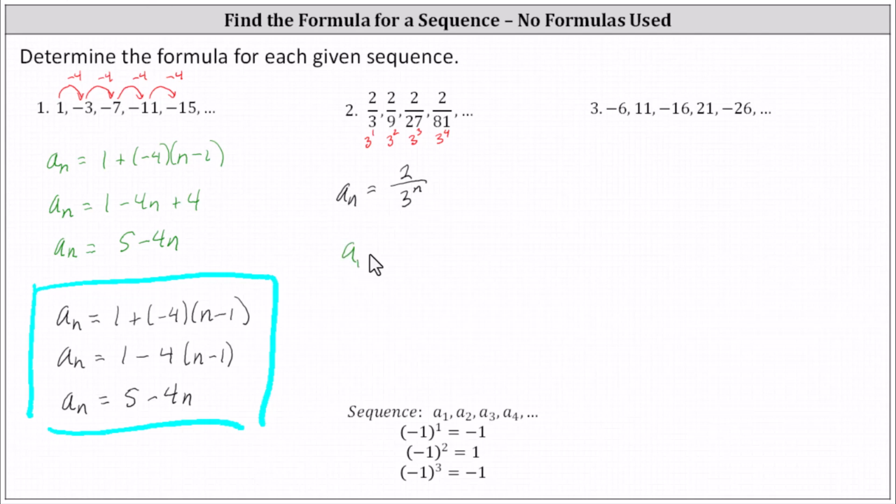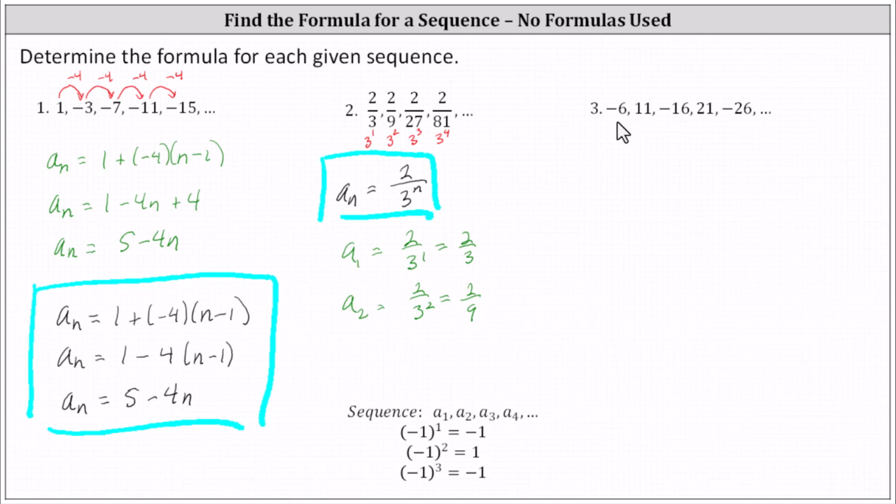For a sub 1, we have 2 divided by 3 to the first. For a sub 2, we have 2 divided by 3 squared. And we can see in both cases, we are getting the correct fractions for the sequence. The correct formula is a sub n equals 2 divided by 3 to the power of n. And then finally for number 3, we have a different type of sequence.